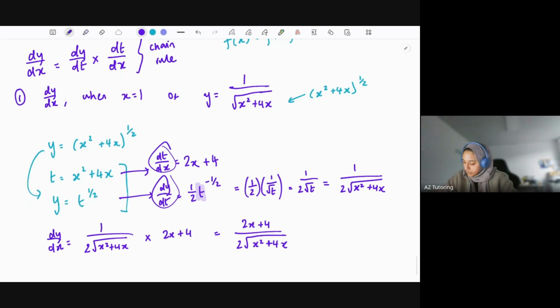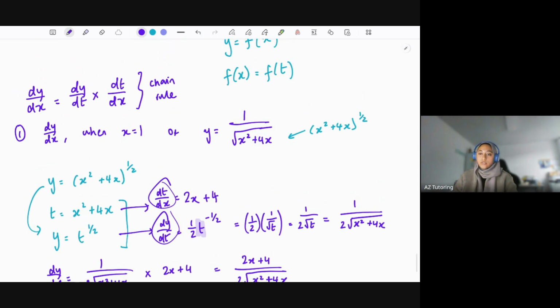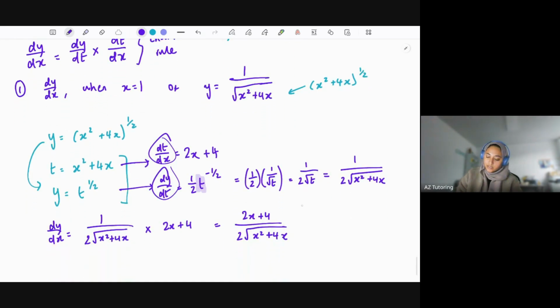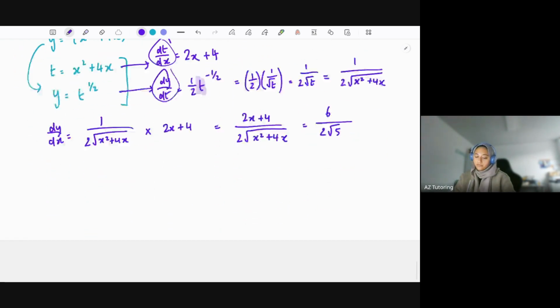Okay, and then all we're doing is we're just plugging in x equals 1 to here just to find out what dy over dx is when x equals 1. So 1 times 2 is just 2, 2 add 4 is 6, over 1 squared, which is 1, add 4 times 1, which is 4, 1 add 4, so 6 over 2 root 5. The question might say give it to a certain amount of decimal places or so on. So we'll just leave it at that really. Doesn't really matter for that one.